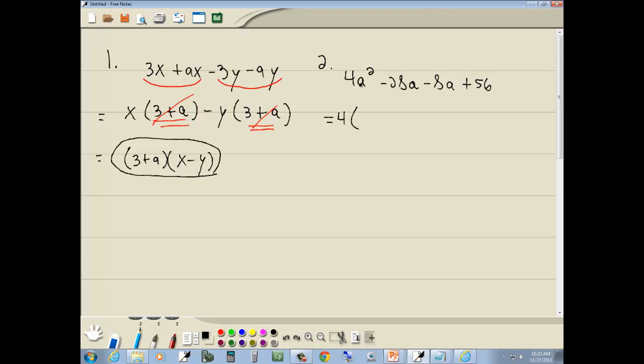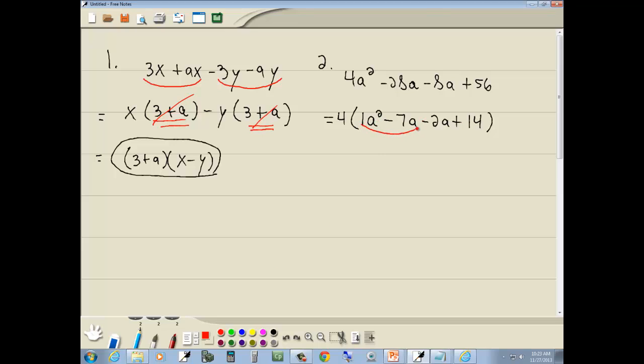Now factor means divide out. 4 divided by 4 is 1 with an A squared, minus 28 divided by 4 is 7 with an A, minus 8 divided by 4 is 2 with an A, plus 56 divided by 4 is 14. Okay. Now I can get rid of the 1, but I'll get rid of that in the next step. If I'm looking at what's inside of the parentheses, I've got 4 or more terms. Well, we have to use grouping.